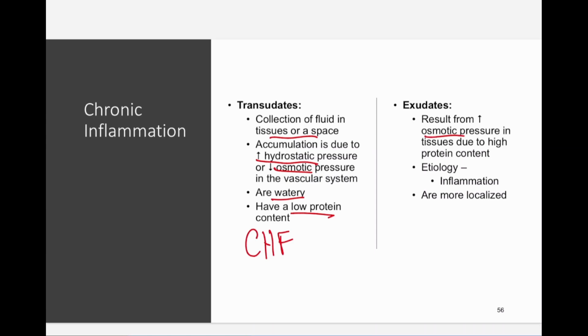An exudate comes from increased osmotic pressure in the tissues due to the high protein content. So exudates have a lot of protein in there. They're also very localized, and we'll go through them in a little bit more detail.